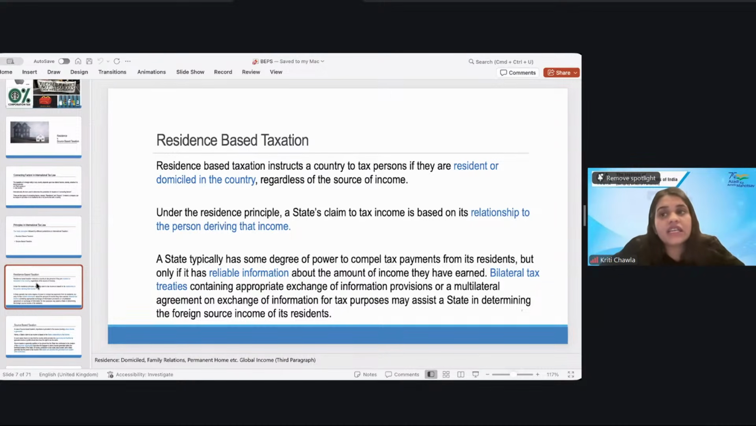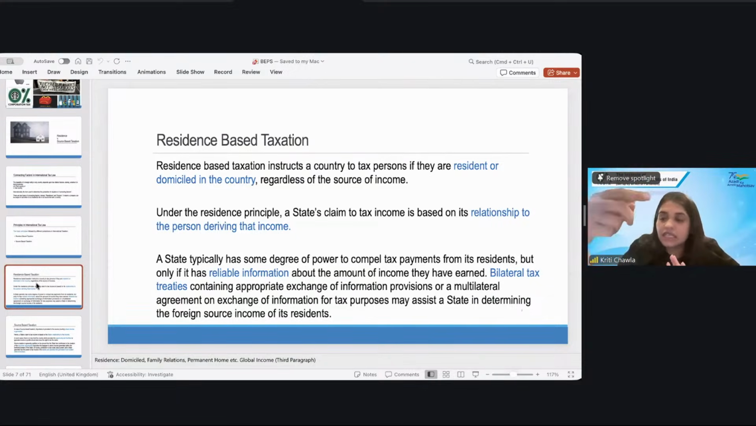What I'm really trying to say is that the moment a particular individual or a particular company becomes a resident of India, then their entire global income will be subject to tax in India. And that's basically residence-based taxation.